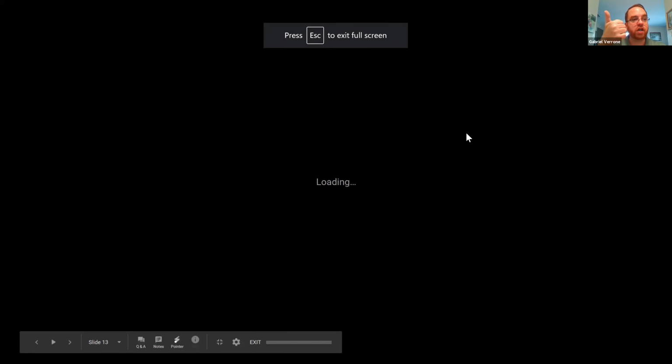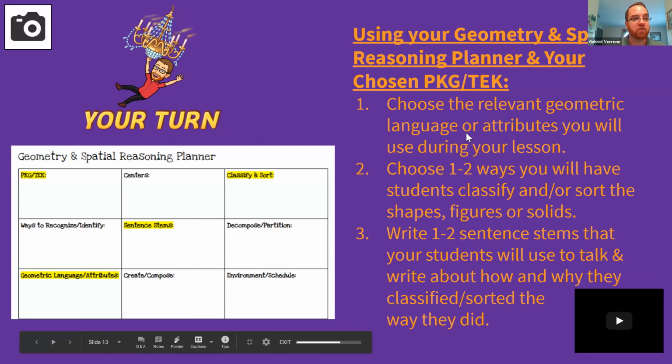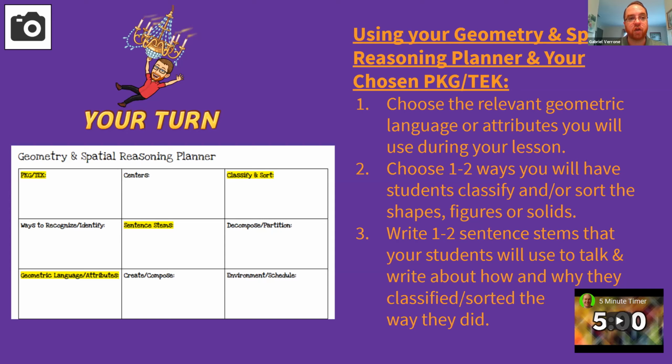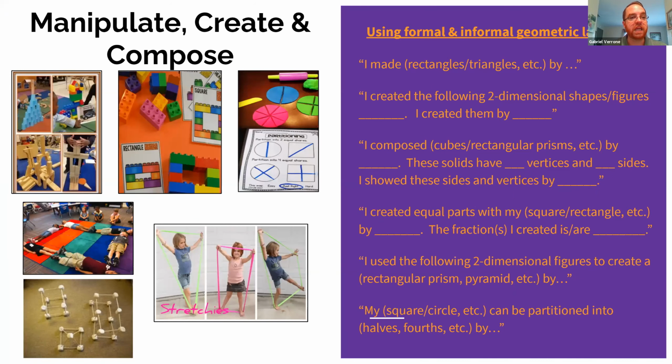So we've done recognition and identification. We've done sorting and classification. The last general category was manipulating, creating, and composing, right? So children can make shapes or a combination of shapes out of any number of materials, right? Cups, Legos, blocks. You can even use Legos in creative ways. You can use Play-Doh. And the beautiful thing about something like Play-Doh is that as you get into first and second grade and you're making equal parts and then eventually partitioning into fractions, that becomes much, much easier, right?